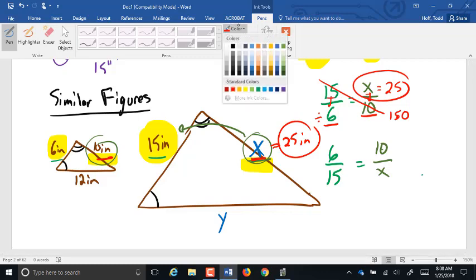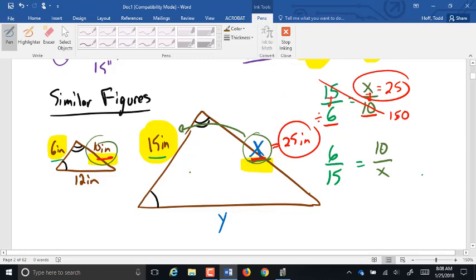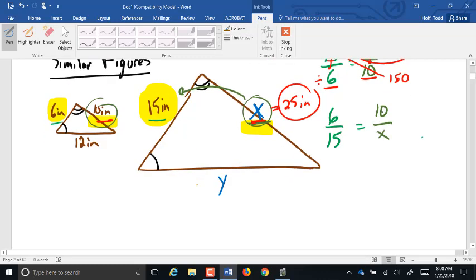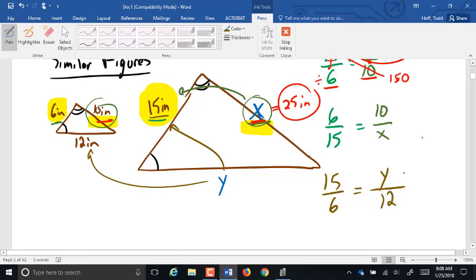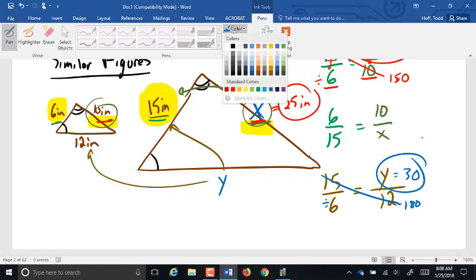To find Y, I'm going to do the same thing. Again, I start out with the two sides that I know from both figures. That's the 15 and the 6. I'm just going to write it out one way this time, 15/6. Where does the Y have to go? Top, because it's from the same figure as the 15. So it goes with the 15. And its corresponding side from the other figure is the 12. So 15 times 12 is 180 divided by 6. Y is 30.